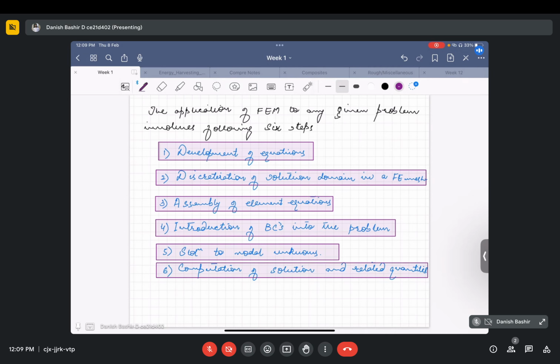For example, in some problems you assume displacement as the unknown. In some problems you assume slope as the unknown. You will see how in different problems you assume different things. Okay, so this part goes to this, from this you go to this, from this you go to this, and from this you go to this. This is the basic finite element method process that we follow. Basic procedure.